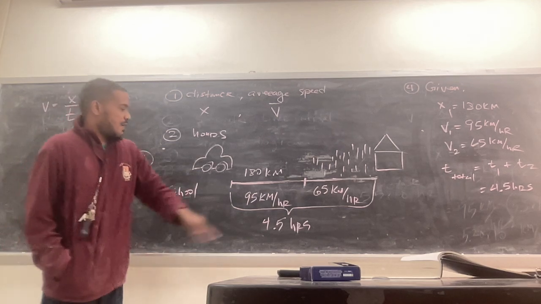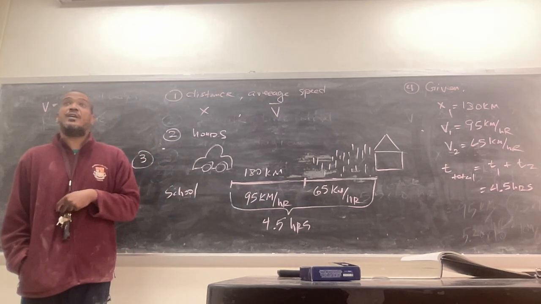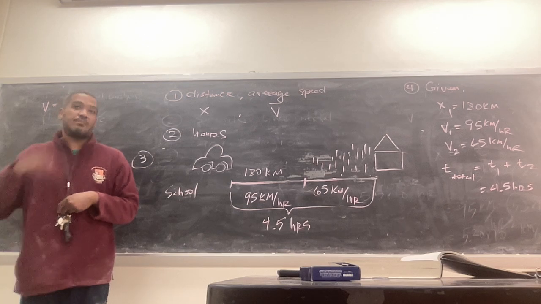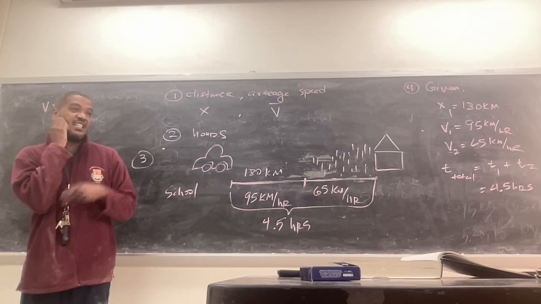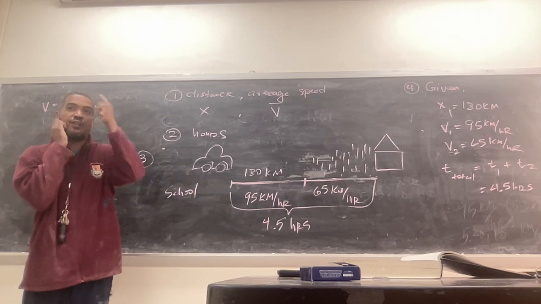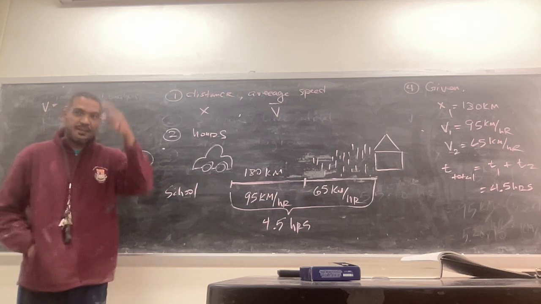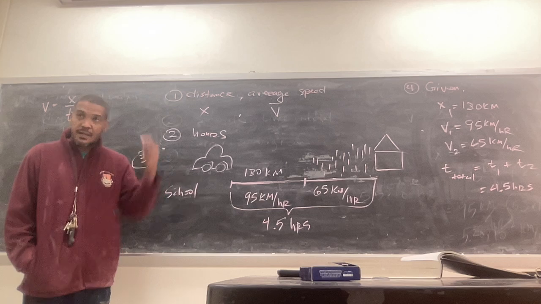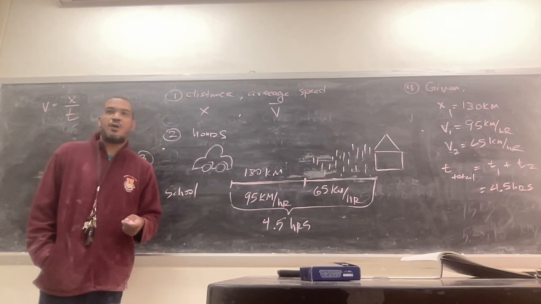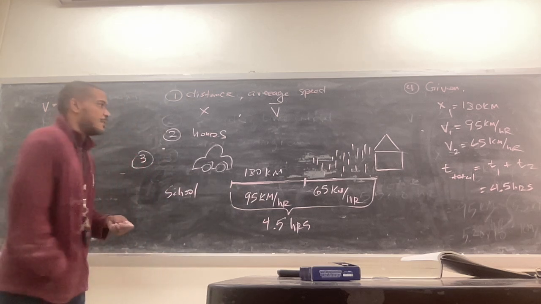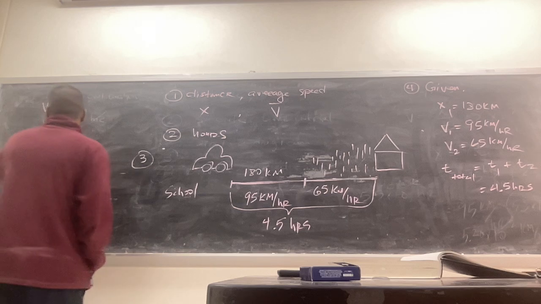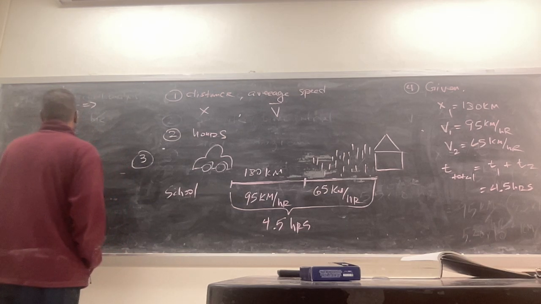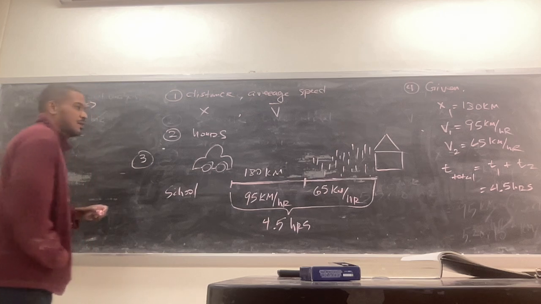So then in the first part of the trip, what do we have in the givens? We have the speed and the distance, so we can calculate the time for the first part of the trip. The time for the first part of the trip is T equals X divided by V.